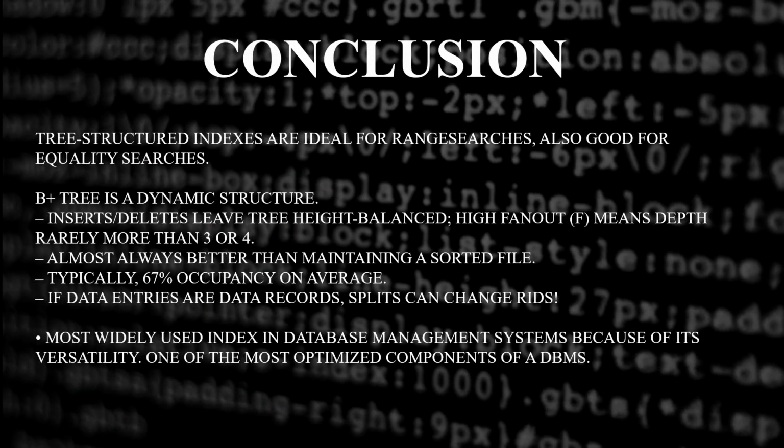Conclusion for today's topic. Tree structure indexes are ideal for range searches, and also good for equality search. B plus tree is a dynamic structure. Insert and delete leave the tree height balanced. A fan out of F means depth rarely more than 3 or 4. Almost always better than maintaining a sorted file. Typically 67% occupancy on average. If data entries are data records, splits can change rids.